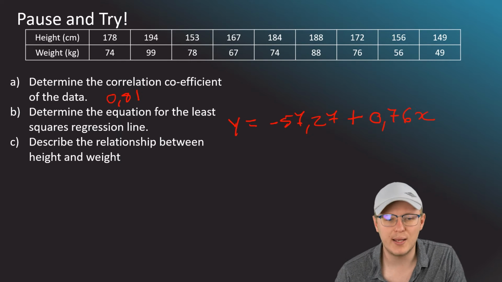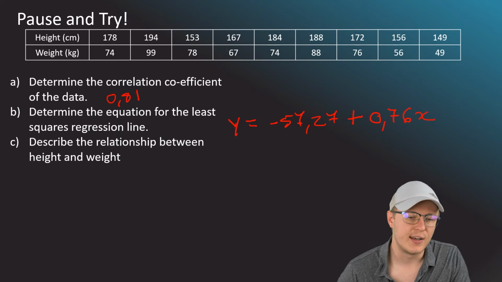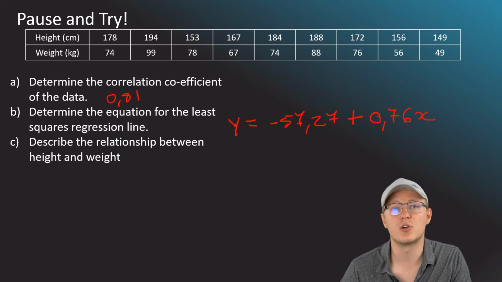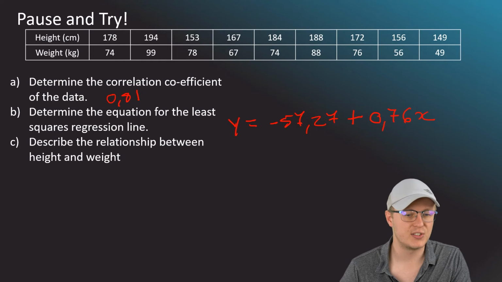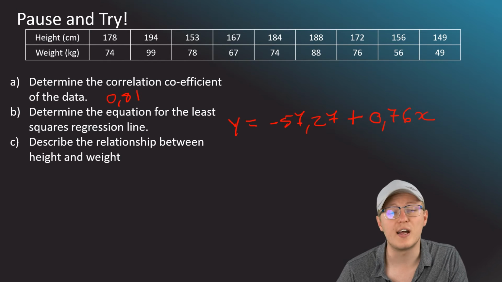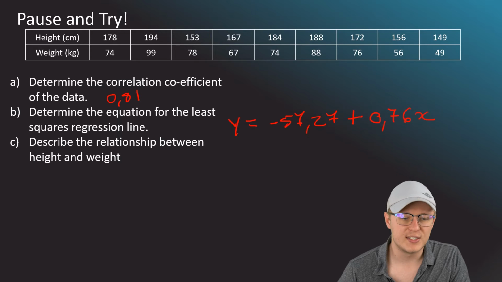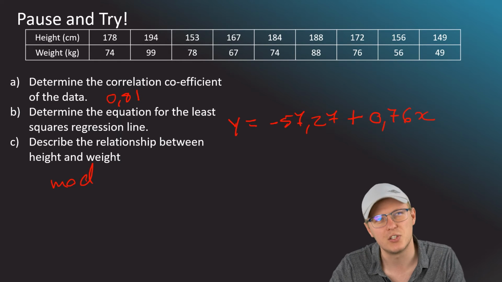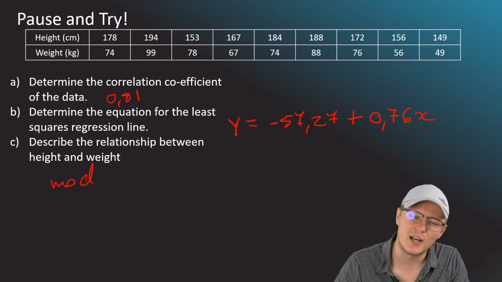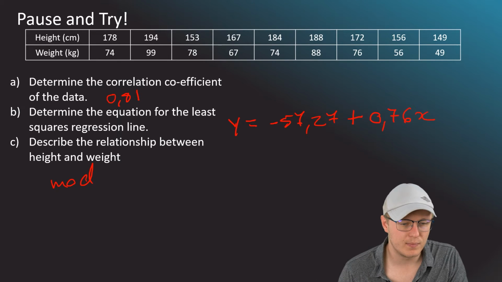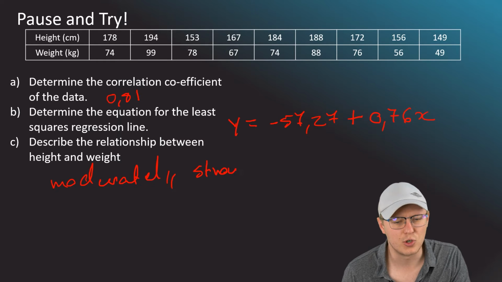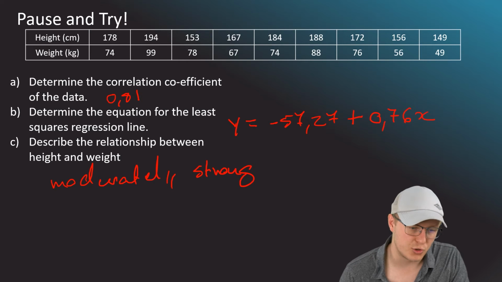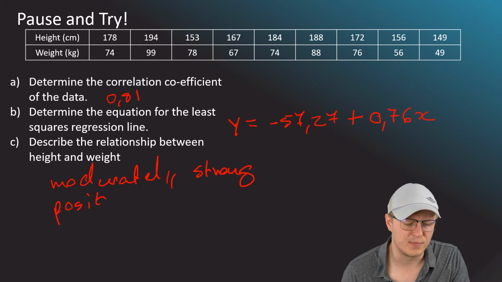Then we have to describe the relationship between height and weight. Now, because we've got this 0.81, that is quite close to 1, and it's a positive value, we can say that there is a, and here I'm just going to combine the words moderately and strong, because I said moderate is like 0.5, I said strong is 0.9, so I'm going to say it's a moderately strong, instead of a strongly moderate, a moderately strong positive correlation.